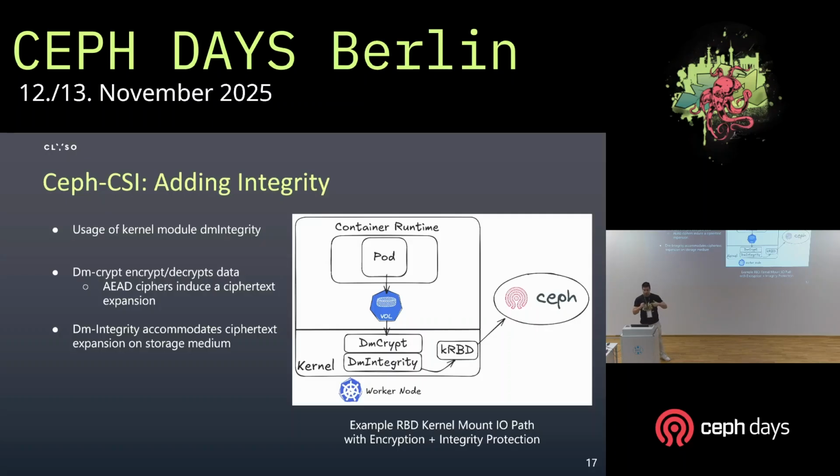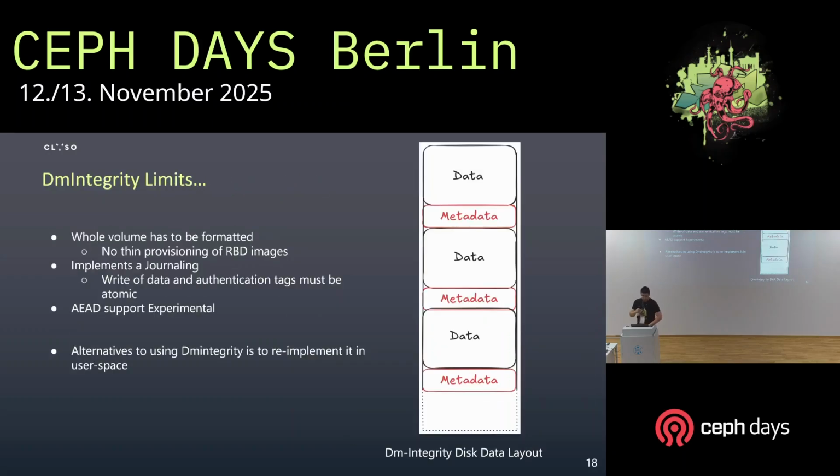Where the ciphertext expansion is happening, and DM Integrity manages where to store the ciphertext and where to store the authentication tags. But obviously it comes with big caveats and problems. DM Integrity implements a disk layout where you have some data chunks that consist of multiple sectors. And then at some point you have a chunk where you store your authentication tags.